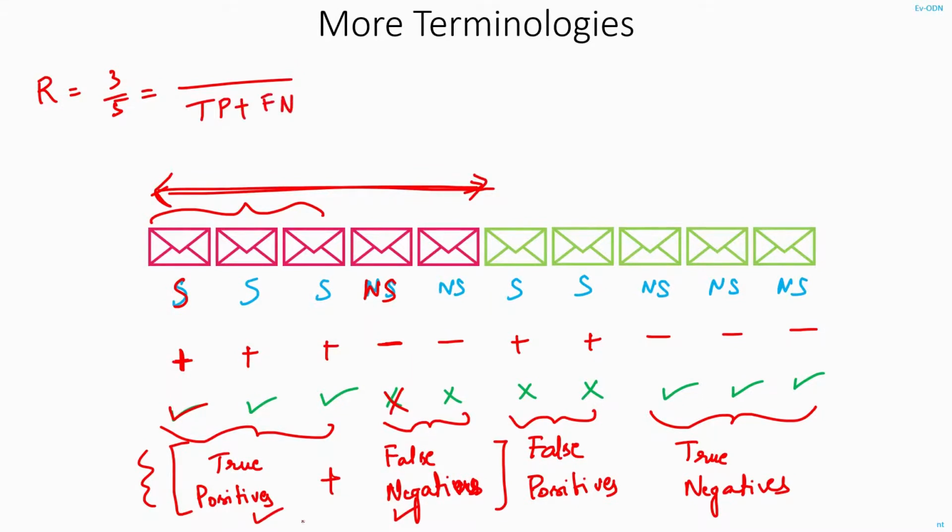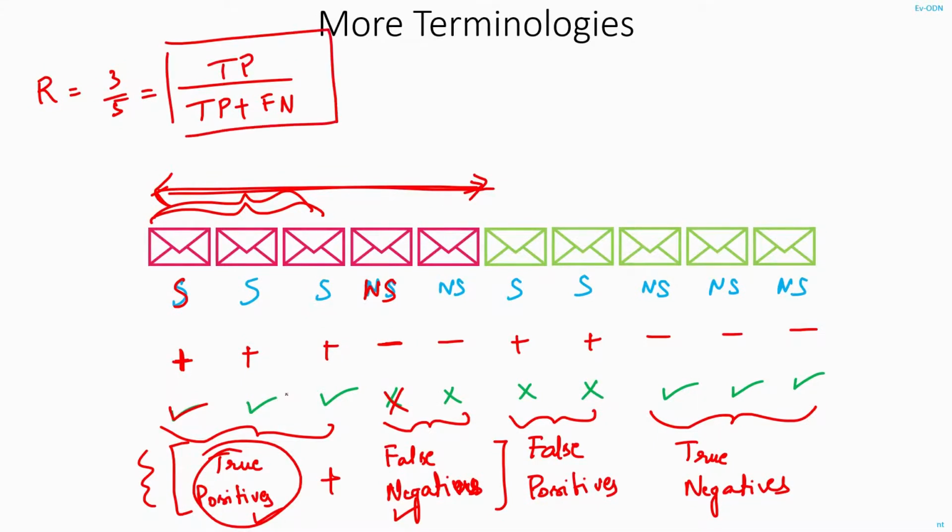And what do I have in the numerator? These 3 emails, the count of 3, which is nothing but true positives. So recall can be redefined as the ratio of true positives and the sum of TP and FN, that is true positives and false negatives. Now how did I arrive at precision? Precision was: out of 5 spam emails that my model identified, only 3 were actually spam.